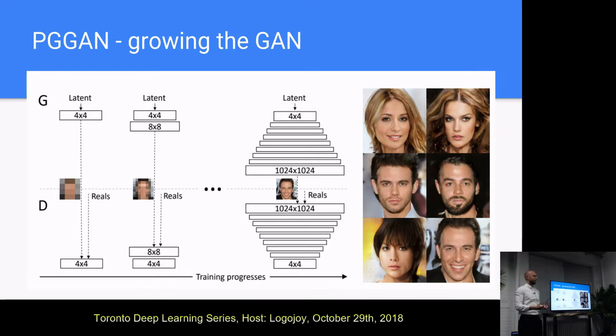They talk a lot in the paper about unhealthy competition between the generator and the discriminator. And this is a way to level the playing field in early stages of training.